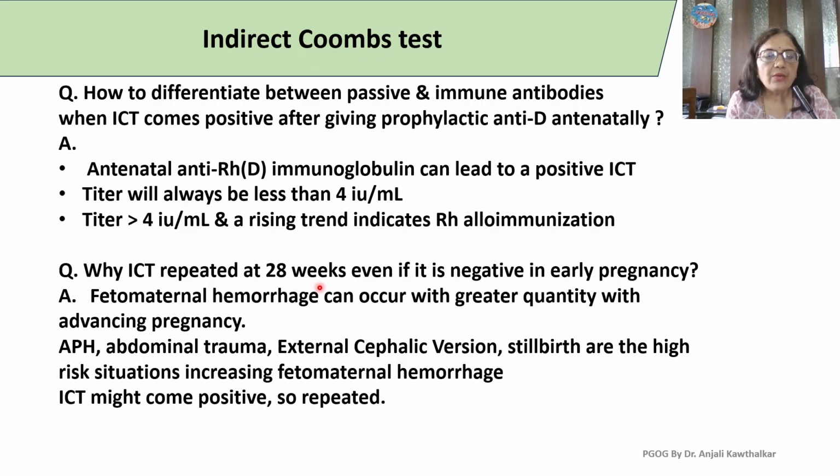Why is ICT repeated at 28 weeks, even if it is negative in early pregnancy? We have already seen this, but it is another way of asking the same question to clear the concepts. Fetal-maternal hemorrhage can occur with greater quantity with advancing pregnancy. Antepartum hemorrhage, abdominal trauma, external cephalic version, and stillbirth are the high risk situations, increasing the risk of fetal-maternal hemorrhage. ICT might come positive at 28 weeks, and so it needs to be repeated.